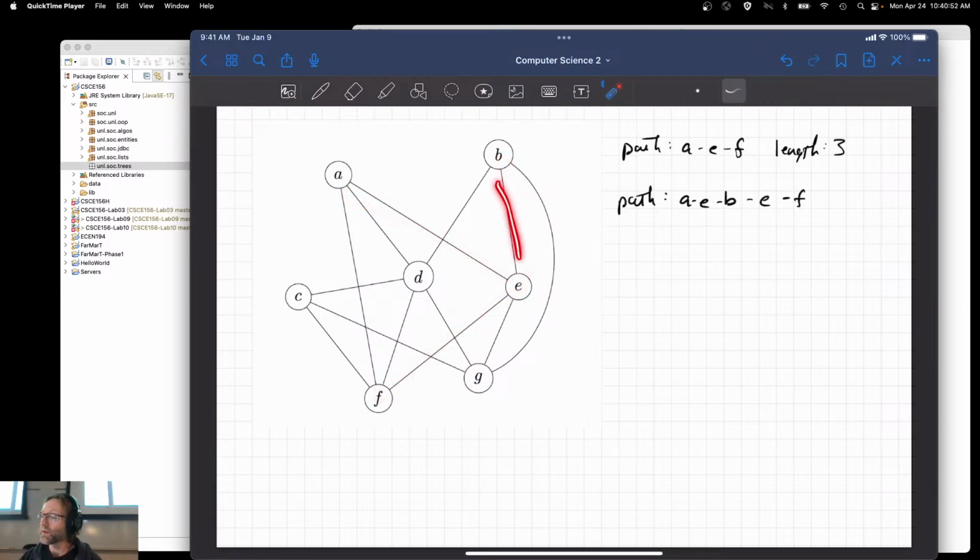Why? Because it traverses this edge twice here. It goes back and forth. So we're not going to consider those, all right? We're only going to consider simple paths and simple cycles, all right? So this is no, okay?